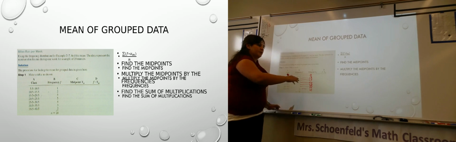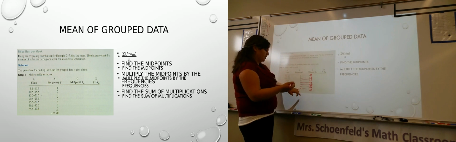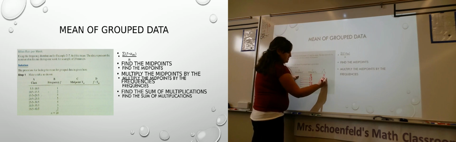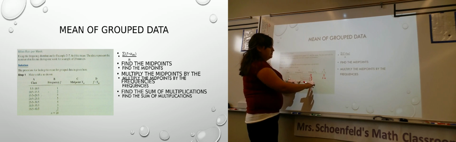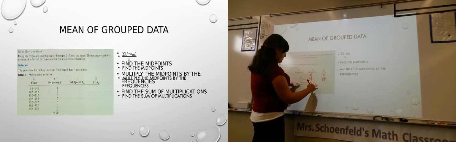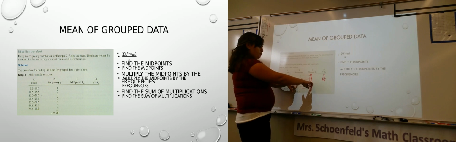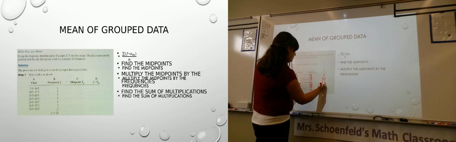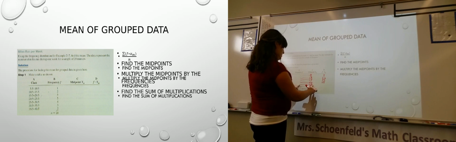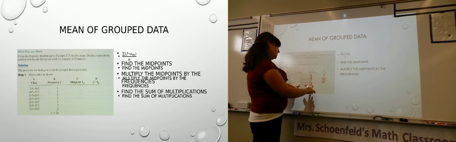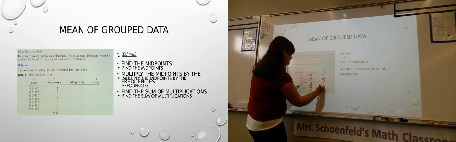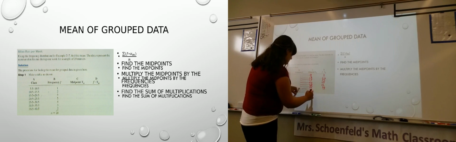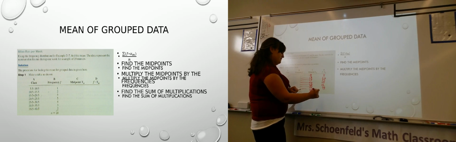Okay, next thing we're doing after we find the midpoints is multiplying those midpoints by the frequencies. 1 times 8 is 8. 2 times 13 is 26. 3 times 18, 4, 5 times 23 is 115. 4 times 28 is 112. 3 times 33, 2 times 38 is 76.